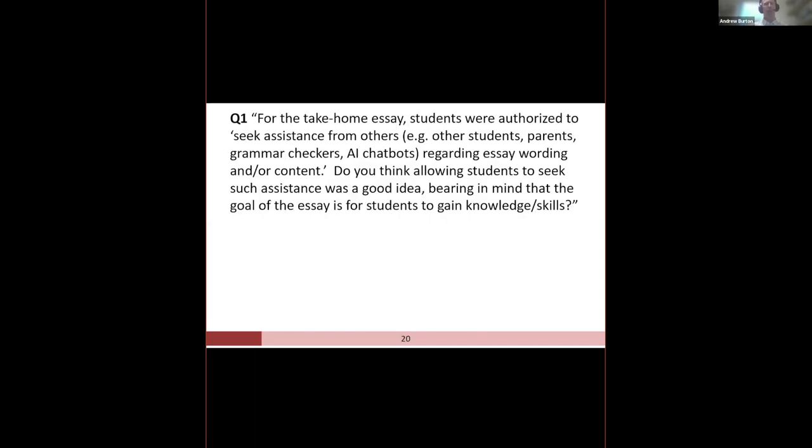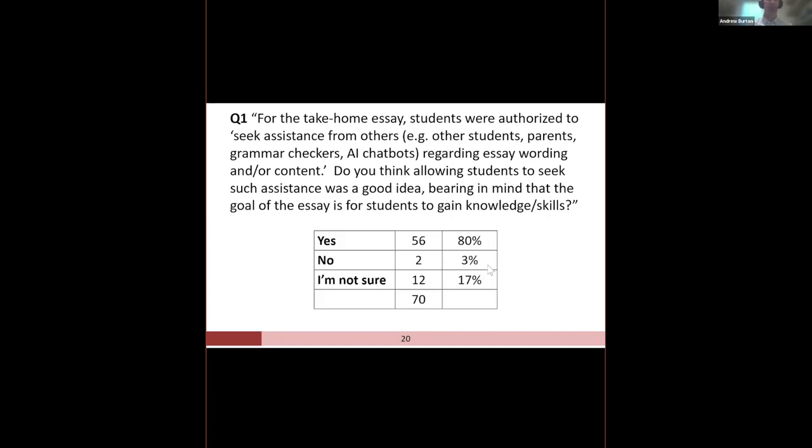So my first question was, do you think it was a good idea that I allowed students to use AI and get other kinds of support, bearing in mind that the goal of all of this is to get you to gain knowledge and skills? And this is what my students said. Overwhelmingly, they felt it was a good idea. 80% said yes. There was a 17% who were not sure, and 3% or 2 students said no.